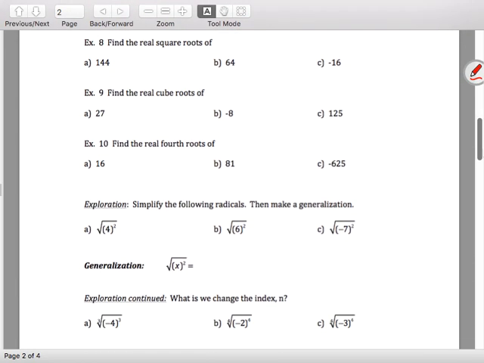Please feel free at any time, if I'm going too quickly for you, to politely say, would you please slow down? Because I'm happy to do that. So I'm going to pause, and I want you guys to try example 8, 9, and 10. Do as much of it as you can using the pink paper.